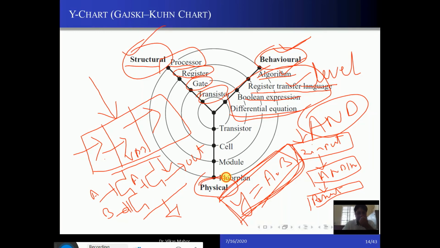Then in the physical domain, you are giving the floor plan. I'll explain what a floor plan is. Floor plan means, just a second.